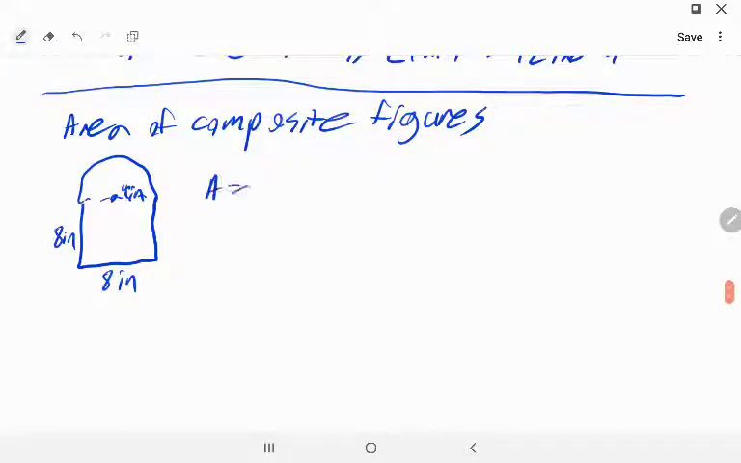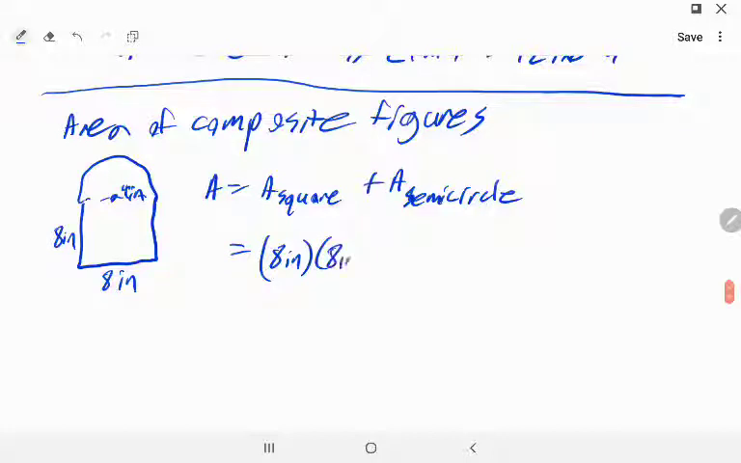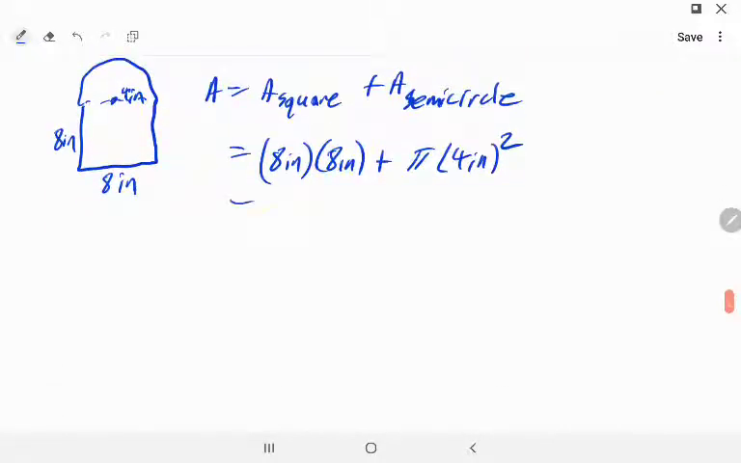And so the area is going to be the area of the square plus the area of the semicircle. So we're going to get 8 inches times 8 inches plus pi times 4 inches squared. And so we're going to get 64 square inches plus 16 pi square inches. And at that point, we would probably just leave it. We could get an approximation for that, but we're not too worried about that.